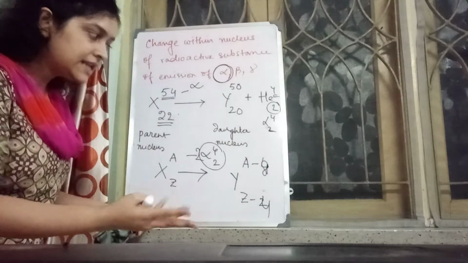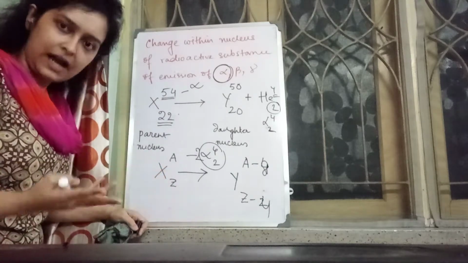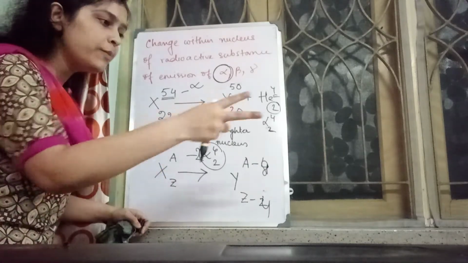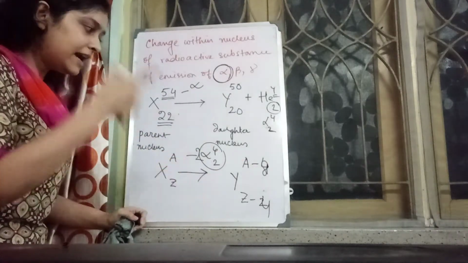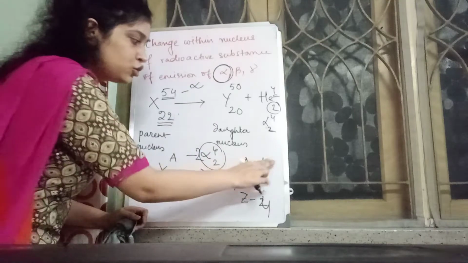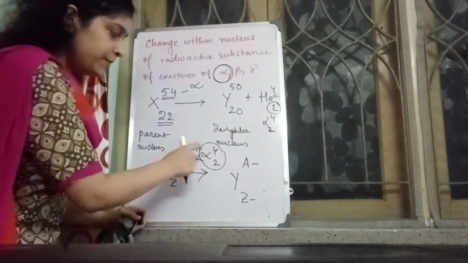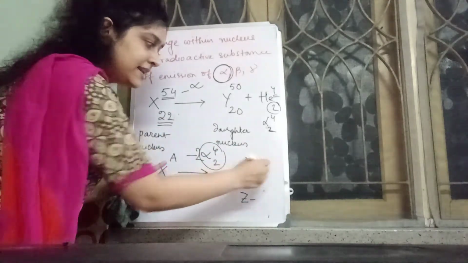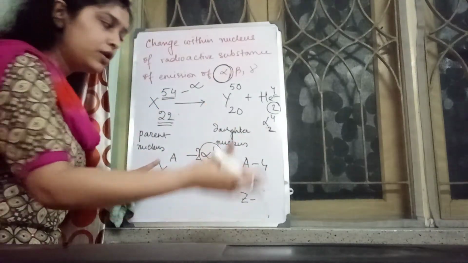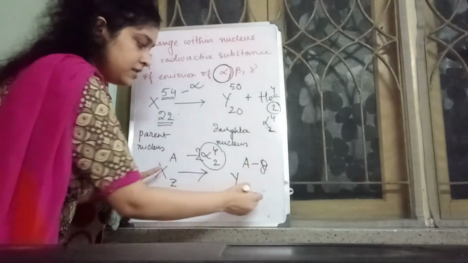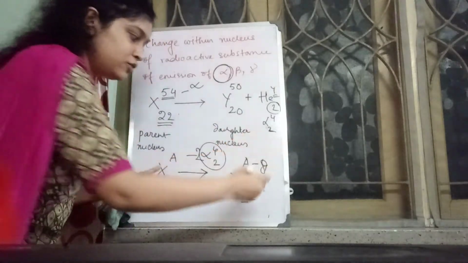For 3, it will be 3 times. I hope you can understand. That means for 2, first 1 alpha particle, again 1 alpha particle. Because for 1 alpha particle it will be A minus 4. Again for another it will be A minus 4 minus 4. That means A minus 8, Z minus 2 minus 2, Z minus 4.